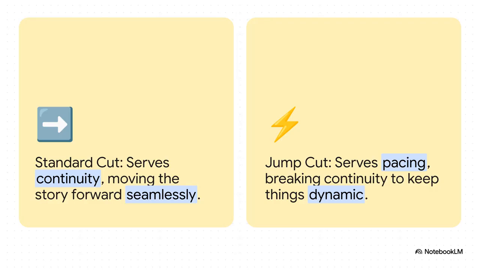So here's the bottom line, right? A standard cut is all about continuity. It keeps the story flowing seamlessly. A jump cut, on the other hand, intentionally breaks that continuity. Its whole job is to control the pacing and keep things feeling dynamic and engaging.